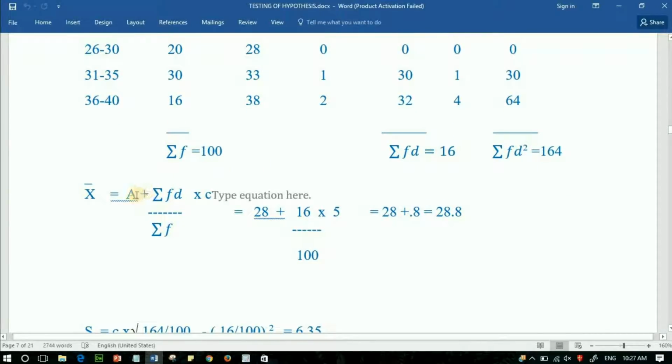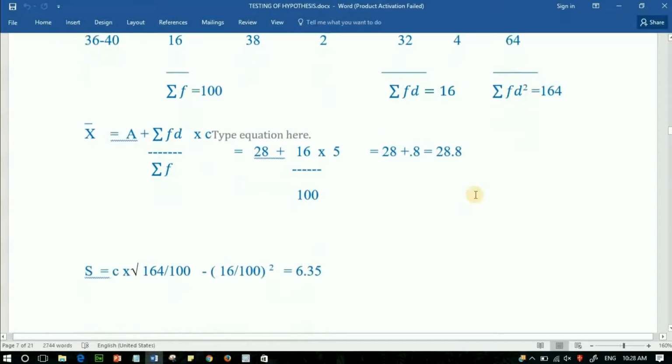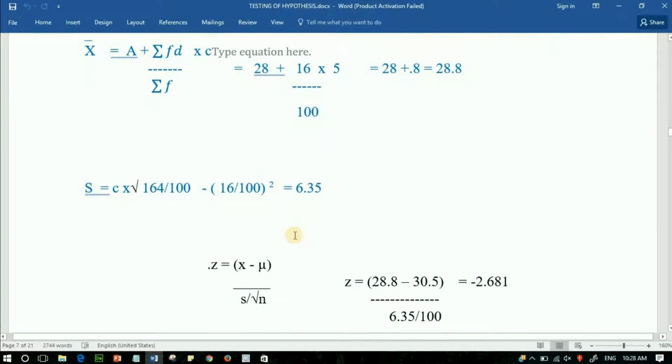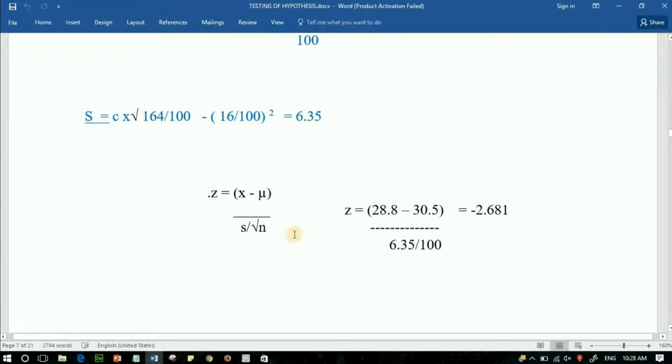So x bar is equal to A plus sigma FD by sigma F into C, that is 28 plus 16 by 100 into 5. What is 5? C is the class width, the difference between the class limits, 31 minus 35, that is 5. Adding all these we get 28.8. And S is equal to square root of sigma FD squared by N minus sigma FD by N the whole squared. Calculating this, we get 6.35.